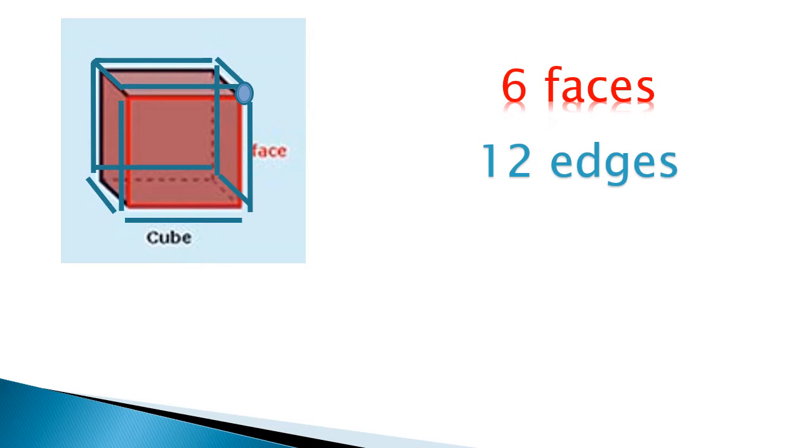How many corners does the cube have? Okay, this part is called a corner. How many corners for the cube? 1, 2, 3, 4, 5, 6, 7, 8. The cube has 8 corners.